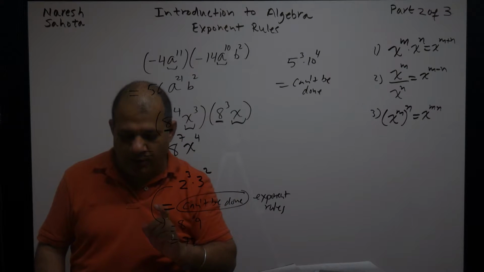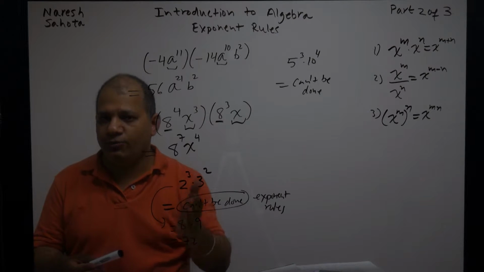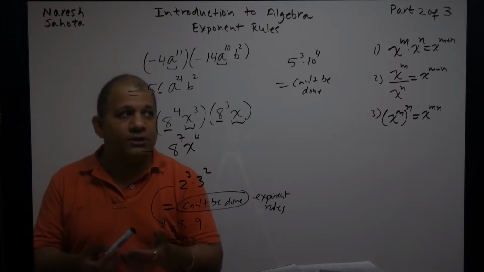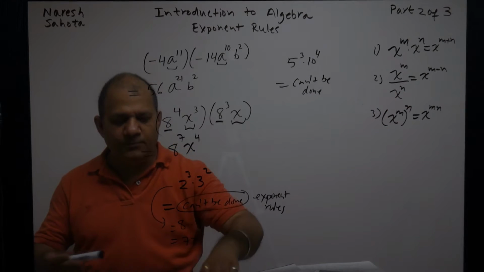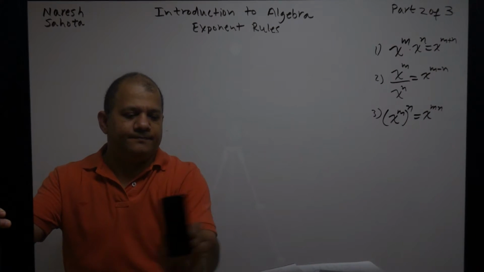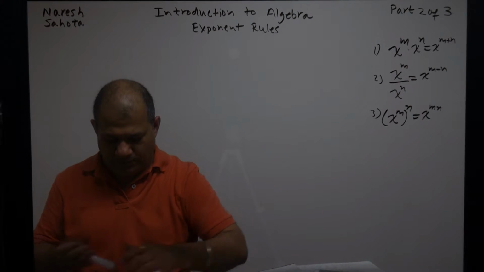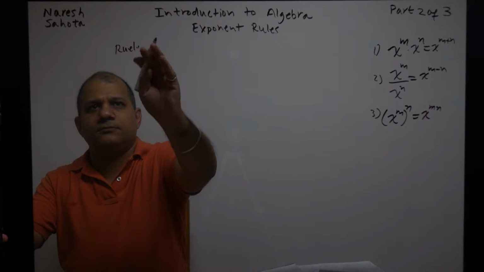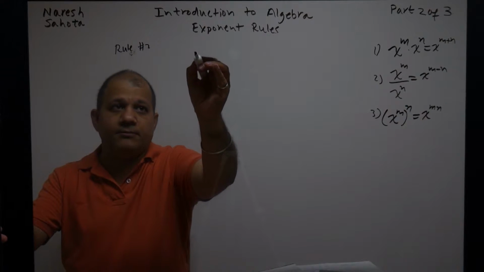Okay, so we're done with rule number 1, which was when you multiply with same bases, you add the exponents. Now let's look at some examples using rule number 2. Rule number 2 says when you divide with same bases, you subtract the exponents. So let's see some examples of rule number 2. We'll start with something simple.